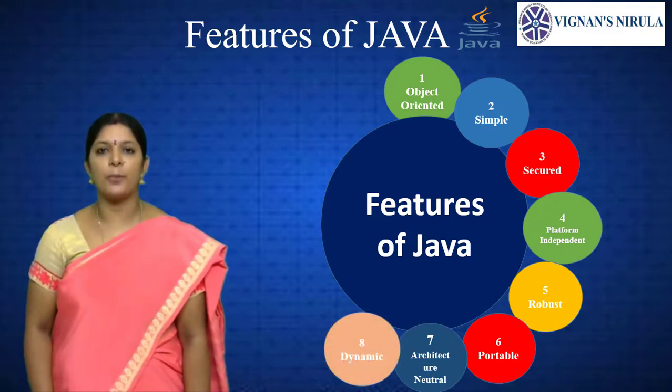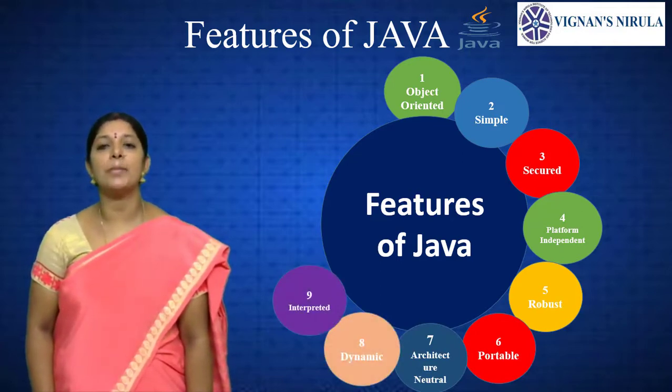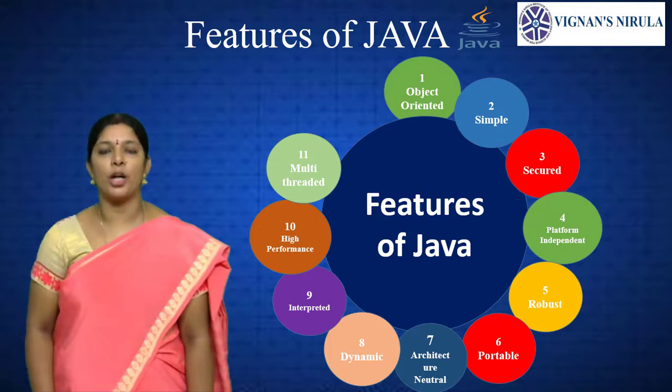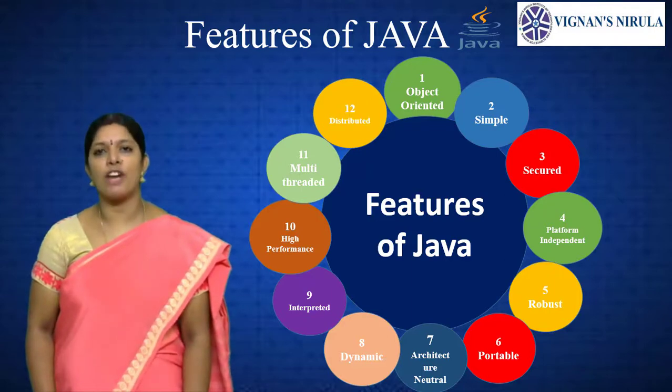Java is a dynamic programming language. It is an interpreted programming language. Java has high performance, and it is a multi-threaded programming language. The thread means a simple program, and Java is a distributed programming language. These are the features of Java programming.